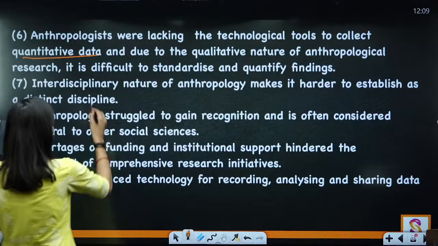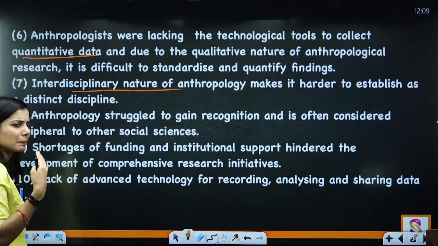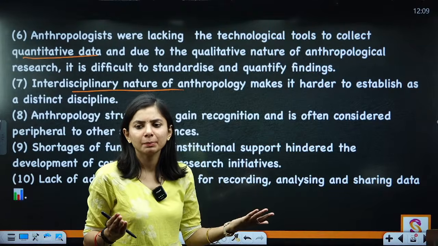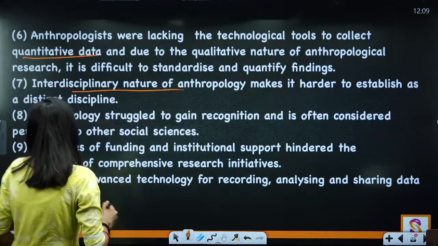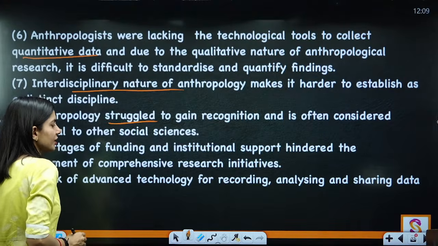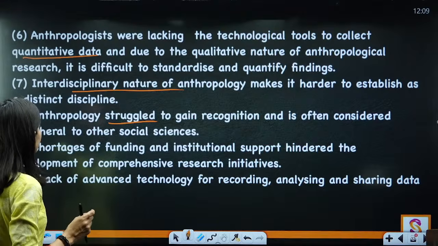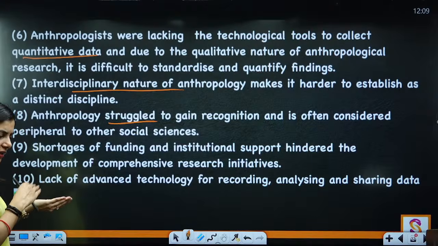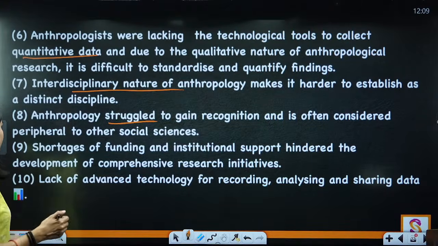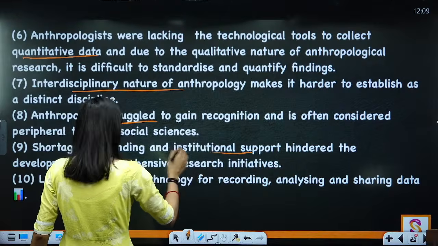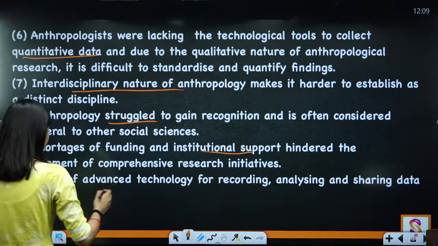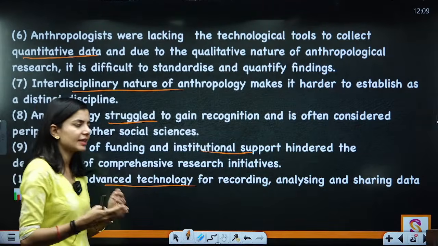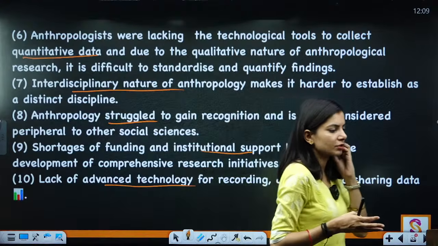Another reason was the interdisciplinary nature. The nature of anthropology overlaps with other different parts. Next, anthropologists struggle to gain recognition, and it is often considered peripheral to the other social sciences, as having overlap or similarity with different parts. Shortage of funding and institutional support also hampers development, and there is a lack of advanced technology. These things led to the slow growth of anthropology.